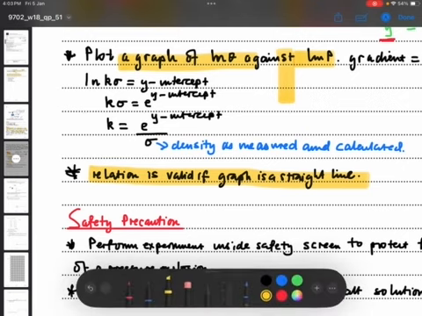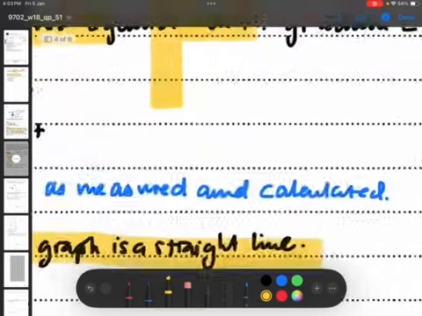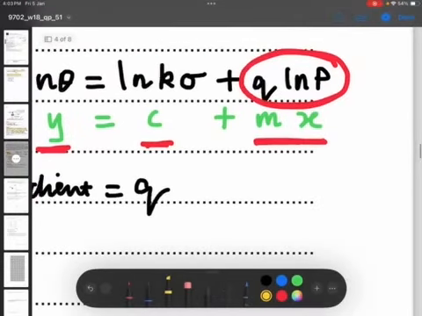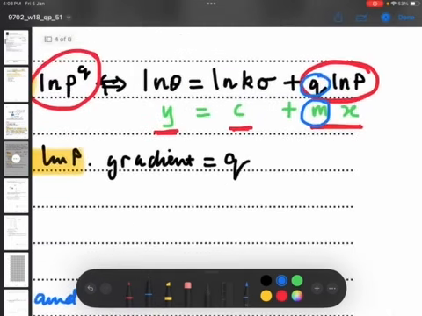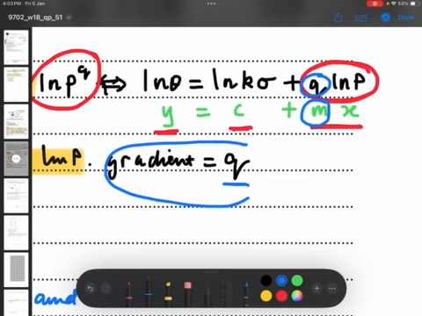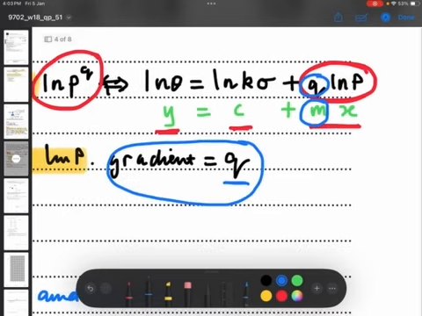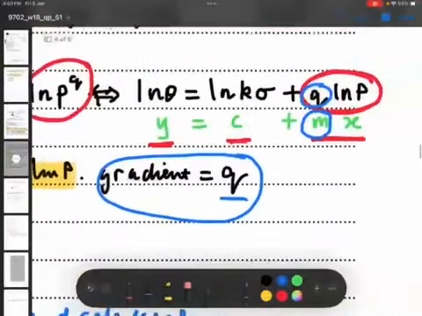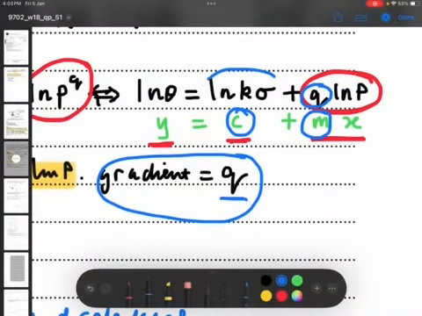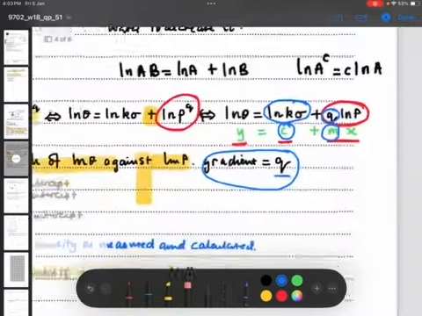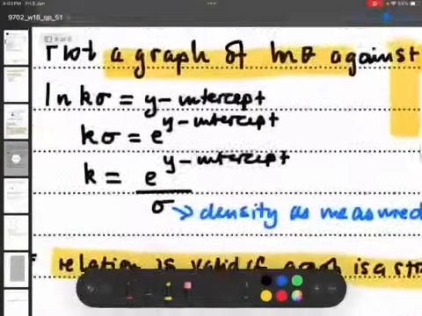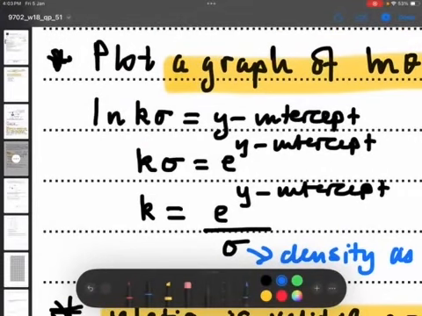Now, provided that it's a straight line, then it means that we should be able also to find q. And as you can see here, q corresponds to the gradient m. So to find q, as they wanted us to find q, we will find the gradient, and by finding gradient, we find q. Then next, c corresponds to ln k sigma. So if c corresponds to ln k sigma, c is the y-intercept. Y-intercept is equal to ln k sigma.